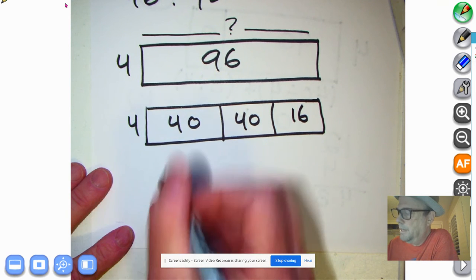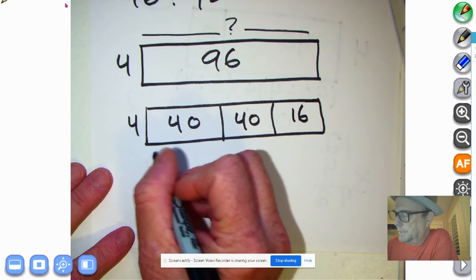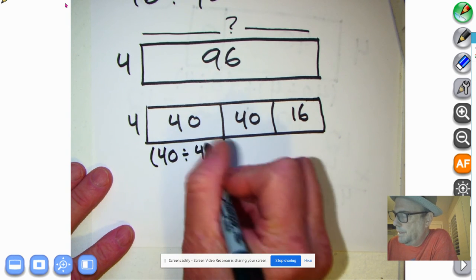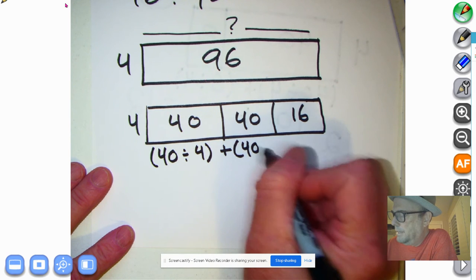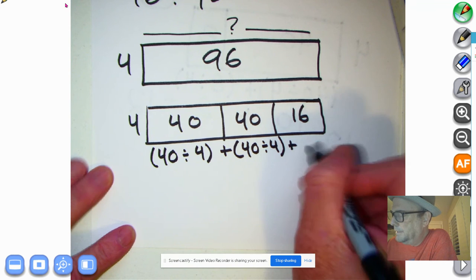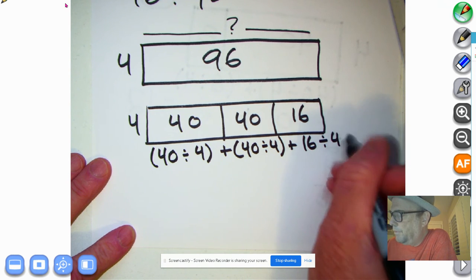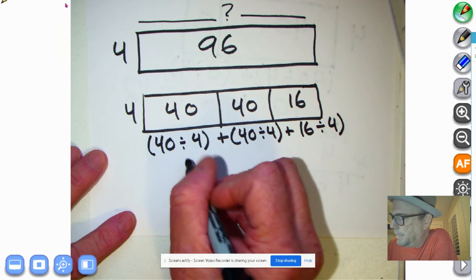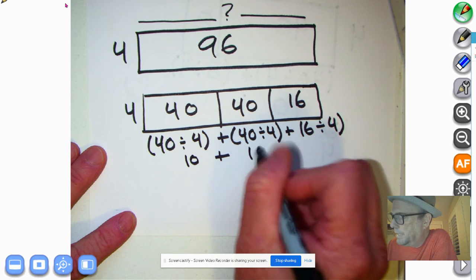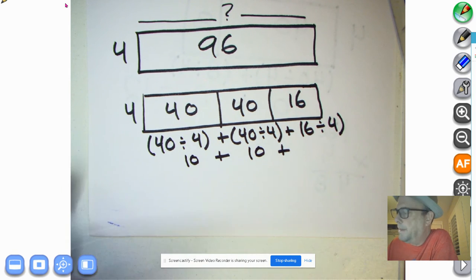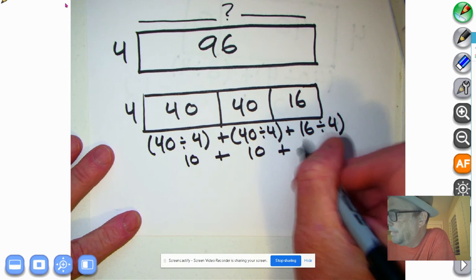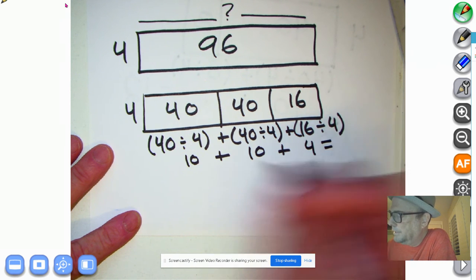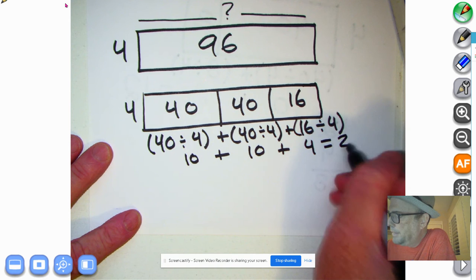Let's see what happens. 4 times 10 is 40, right? So we could say 40 divided by 4 plus 40 divided by 4 plus 16 divided by 4. What's that going to equal? Well, let's think about it. 40 divided by 4: 4 times 10 is 40, so this is 10. Plus 40 divided by 4 is 10. Plus 16 divided by 4. Think about it: 4, 8, 12, 16. 4 times 4. So 16 divided by 4 is 4. And what's our answer? Let's take a look. 24.